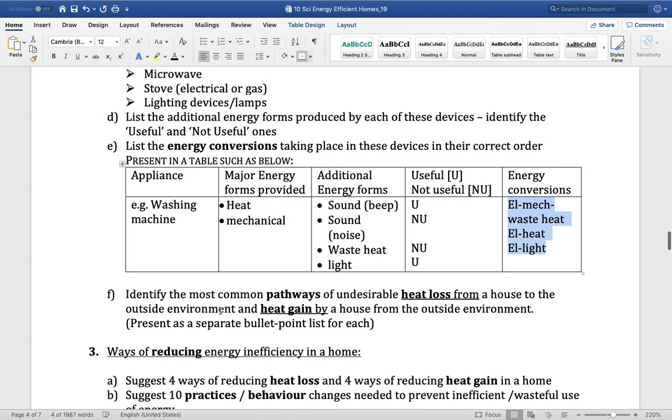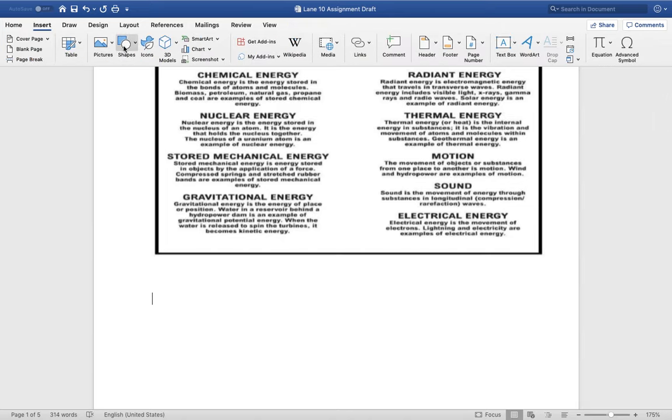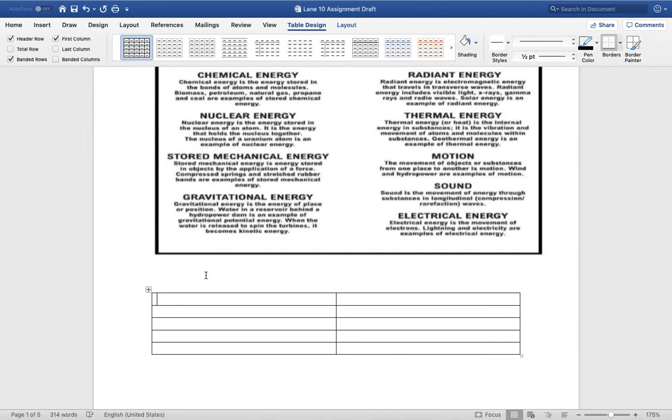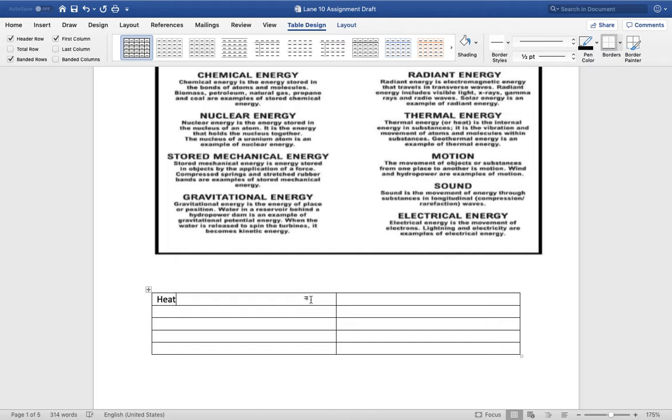Your last section, section F, you need to identify the most common pathways of undesirable heat loss from your house, and the way that your house gains heat from the outside environment. You could do another table if you wanted to and have two columns. Go to insert table, just have two columns, and you might have heat loss, and then ways heat is gained in your house.